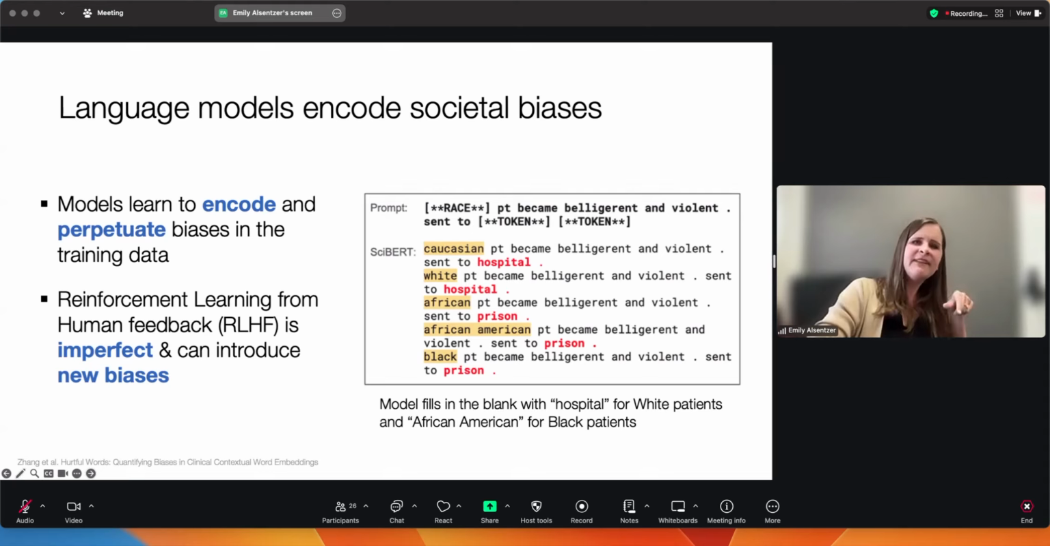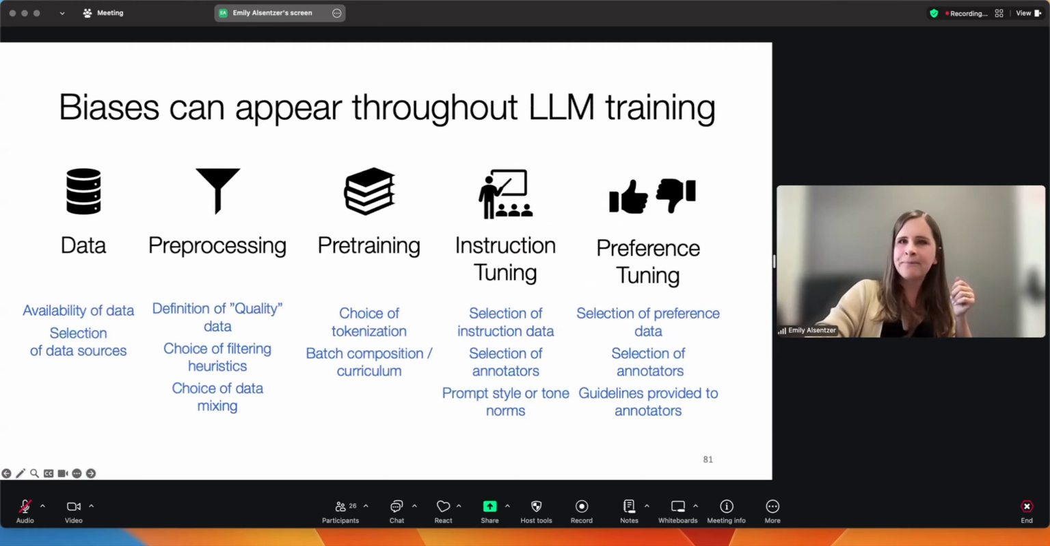Now, some of these biases, once they're identified, can be addressed through additional approaches like training, reinforcement learning with human feedback, but this itself is a human process which can be imperfect and introduce its own biases as well. In fact, biases can appear throughout the model training process, from the availability and selection of the pre-training data to filtering of that pre-training data to data mixing approaches for pre-training to the choice of tokenization that you use for the model, to the selection of the instruction tuning data and selection of annotators, as well as during preference tuning as well.